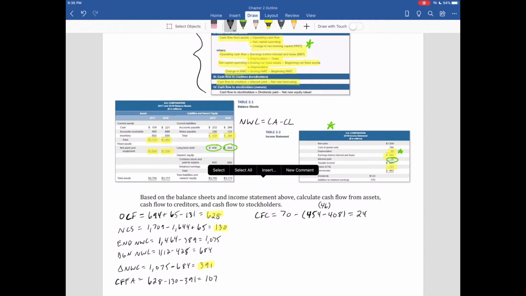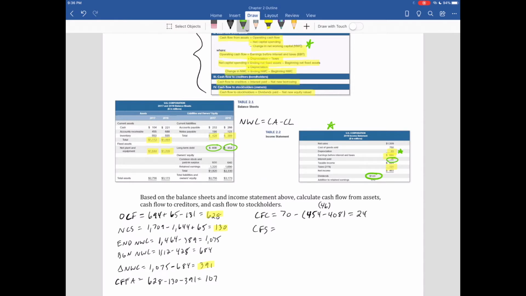what is that, 63? Now what we can do is prove this by calculating cash flow to stockholders using the equations. You always want to verify that your other numbers are indeed correct. So cash flow to stockholders, going back up to our equation sheet, is dividends paid minus net new equity raised. Dividends paid comes from our income statement, so 123.